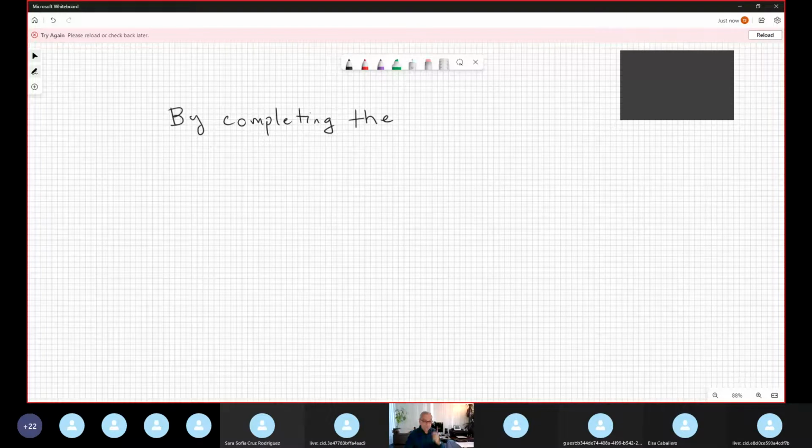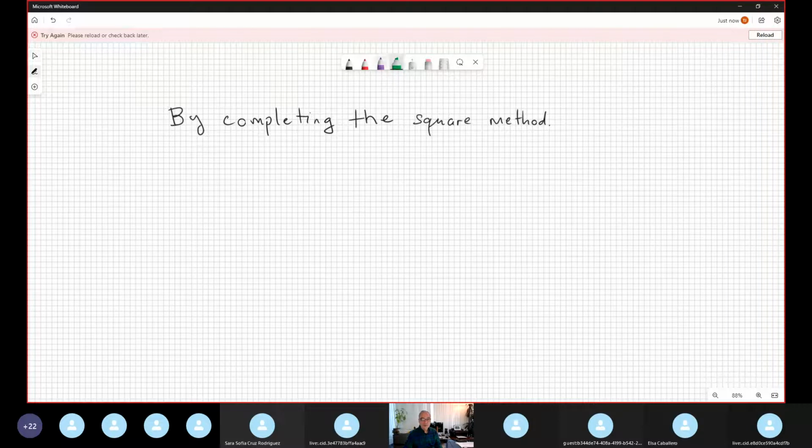By completing the square method. I say that the majority of the students don't like this method. Okay, I respect that. But the problem is in college algebra, on the test, if one question says solve by completing the square, and you solve it by another way, you get no credit. You solve it well, but not with the method indicated. Then you need to learn this method.